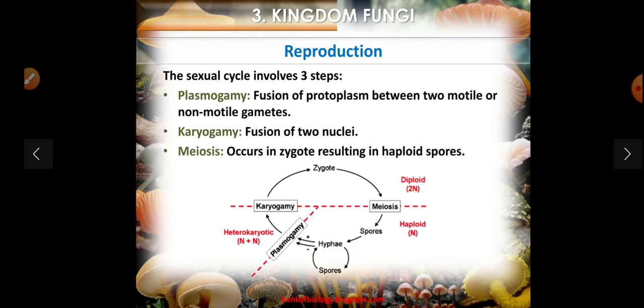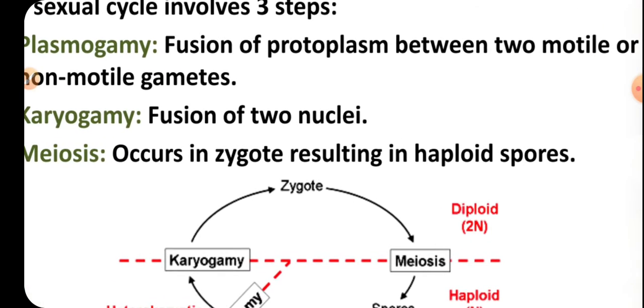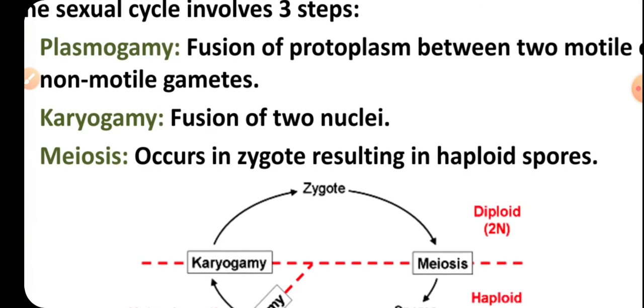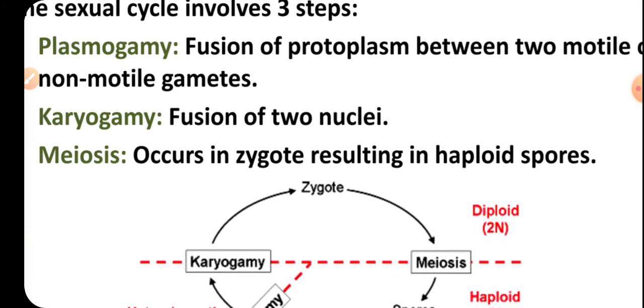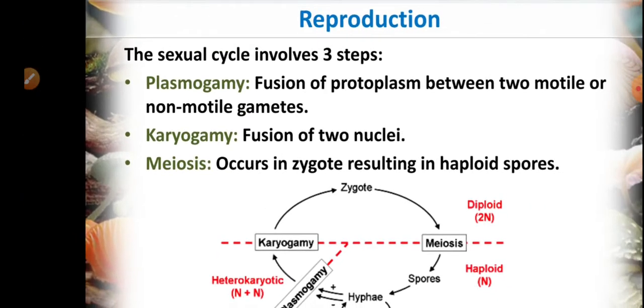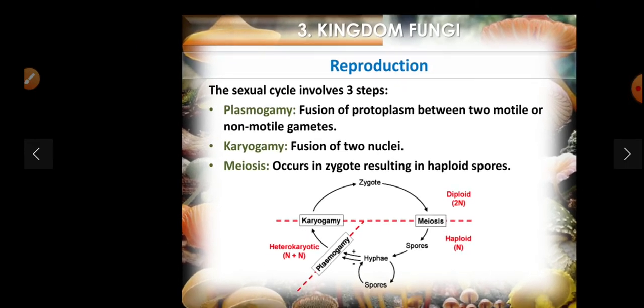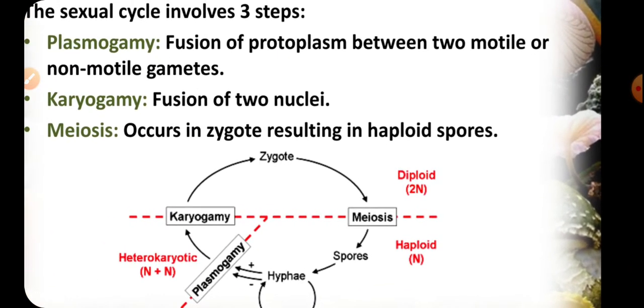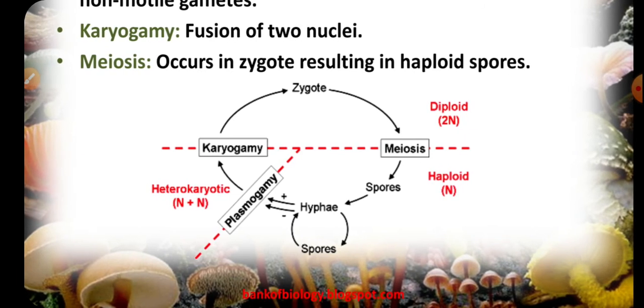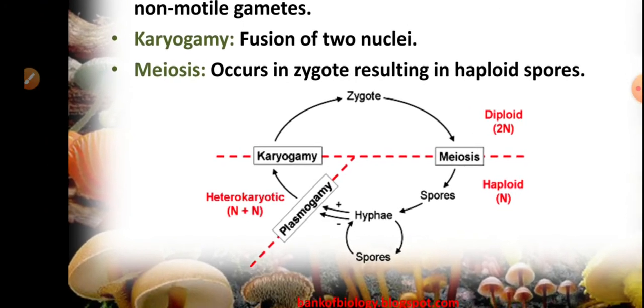The sexual cycle involves three steps. First is plasmogamy, fusion of protoplasm of two motile or non-motile gametes. Second is karyogamy, fusion of two nuclei. Then meiosis occurs in the zygote, resulting in haploid spores. Here the zygote is diploid, meiosis gives n number, then spores, then hyphae, then plasmogamy. Now here n plus n, 2n will be karyogamy, again the zygote will be formed.